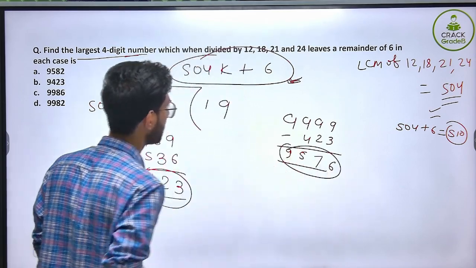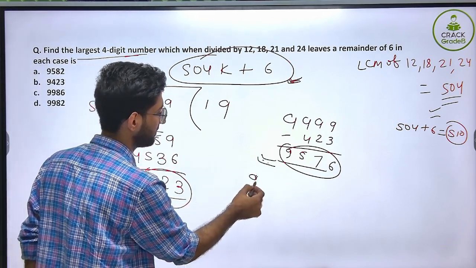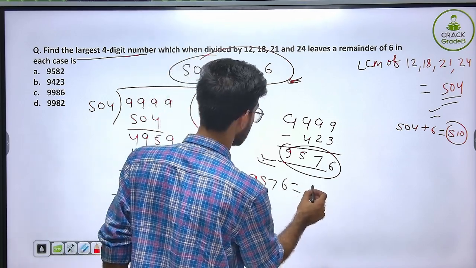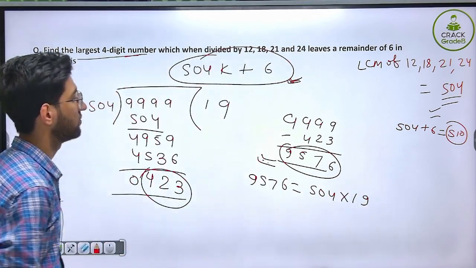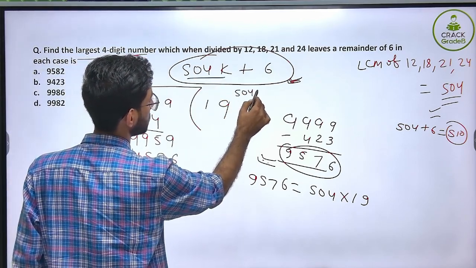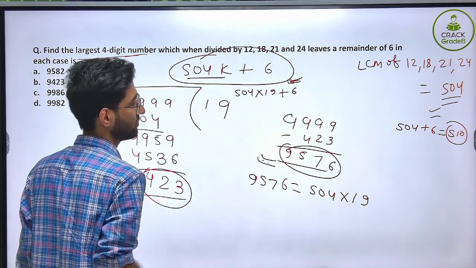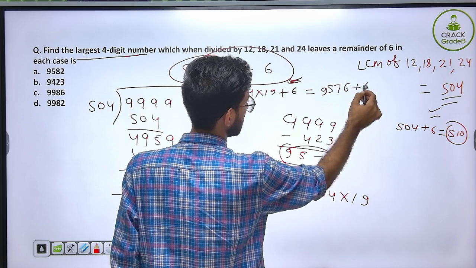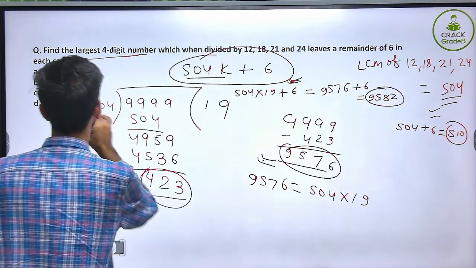So basically 9576. What is 9576? 9576 is 504 into 19. 504 into 19, right? So 504 into 19 plus 6. And what is the value of 504 into 19? That is equal to 9576, plus 6, that is equal to 9582, and option A is correct.